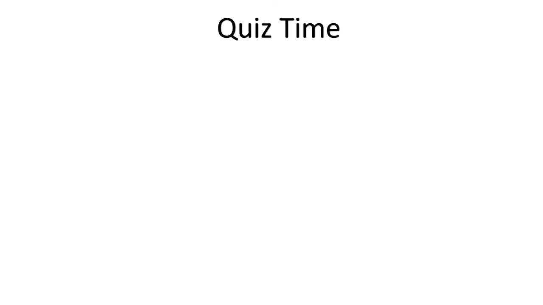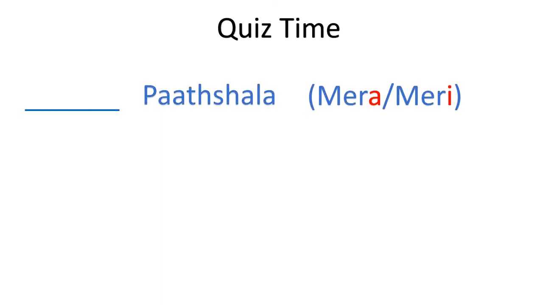Let us do the quiz and enjoy what we have learned so far. In this quiz, I will give you the name of the place and I'll give you two options. You have to choose one option based on the gender of the place. If the gender of the place is masculine, you have to choose the option for masculine. So let's start. The first question is Pathshala and the options are Meri or Mera. Are you ready with the answer? Yes, it is Meri. So we always say Meri Pathshala.